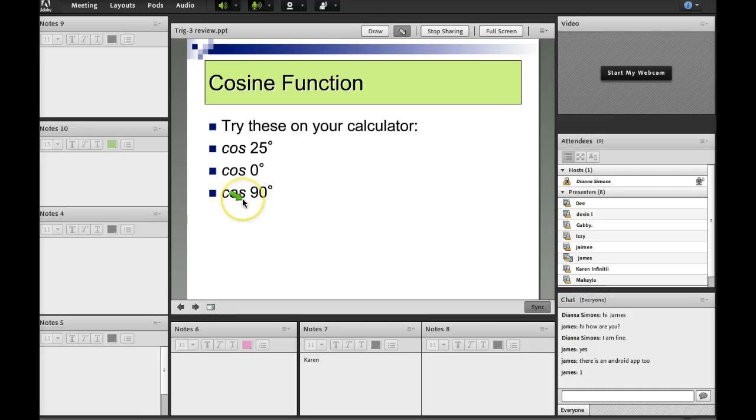What's the cosine for 90? Someone just take a guess. It's not a test here. You don't have to know it. You can always type it into your calculator.